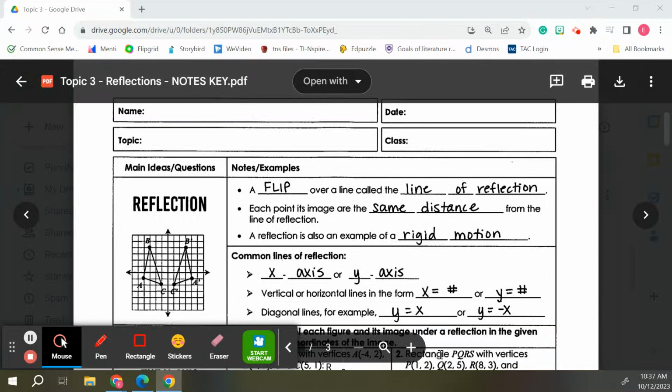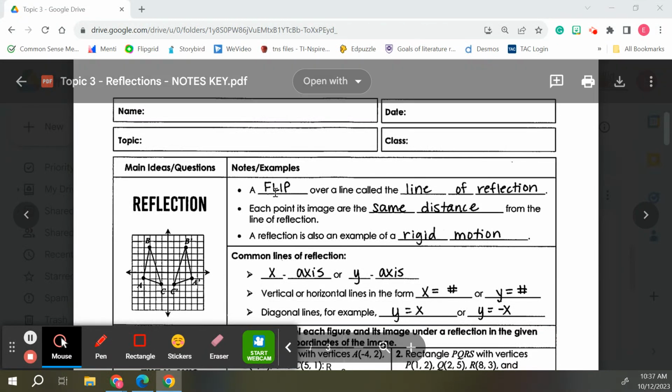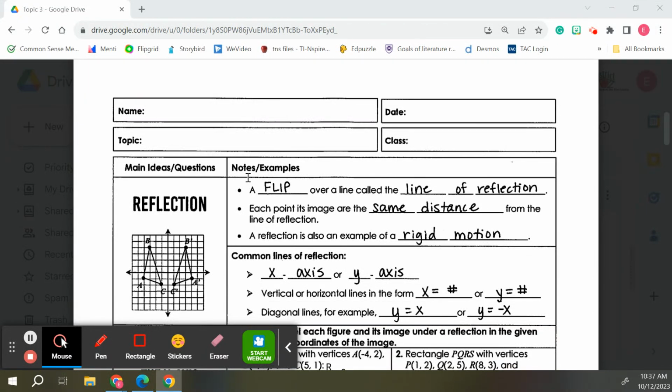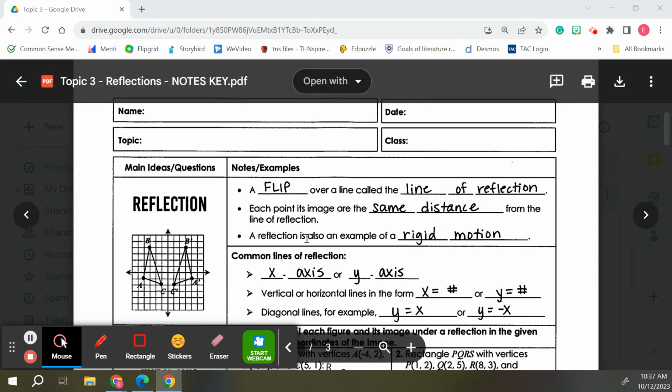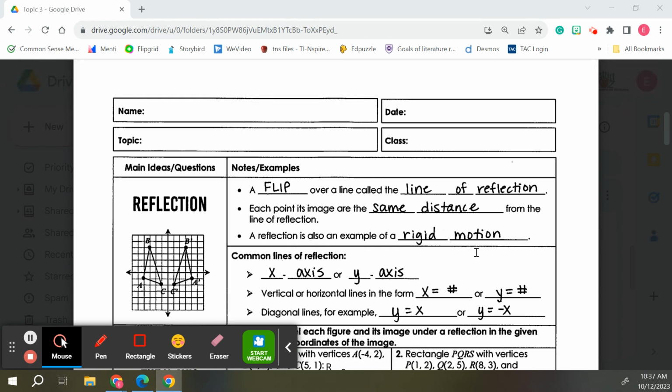All right, take out those packets and let's start writing down some information about reflections, okay? A flip over a line is called the line of reflection. Each point and its image are the same distance from the line of reflection. And a reflection is also an example of a rigid motion.